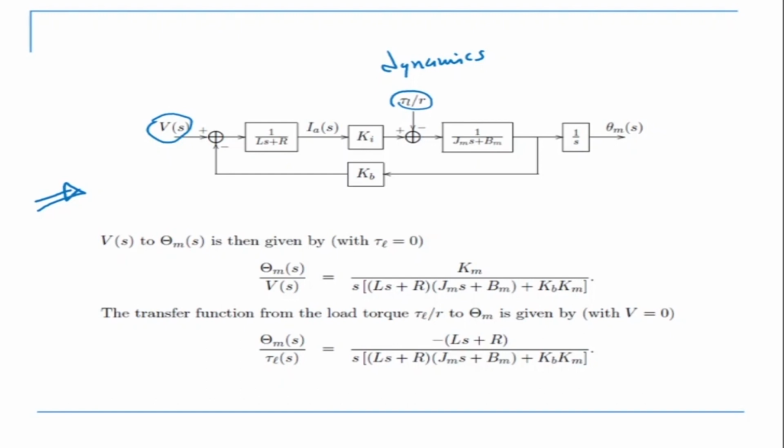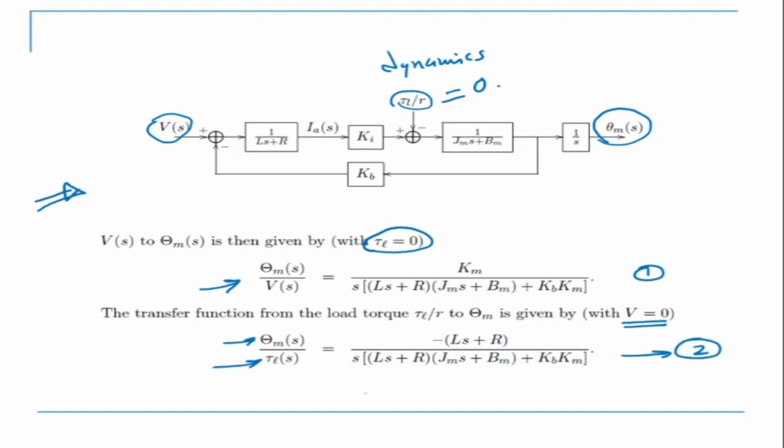By superposition, we mean that because there are two inputs, at every instant we are going to assume the other input to be 0. So first we find the transfer function between theta m, which is the output, and the input Vs, assuming that tau L is equal to 0. So I get a transfer function which is this one. Then I assume that the input voltage is equal to 0, so it is basically between the disturbance torque tau L and theta m. So this is my equation 2. The total transfer function by superposition is equal to 1 plus 2.